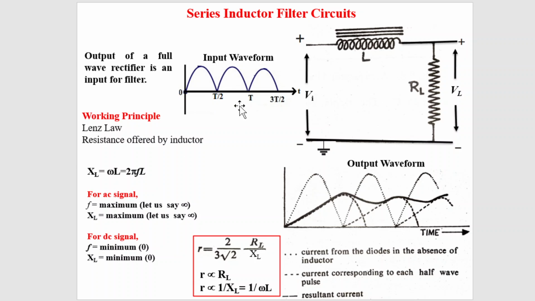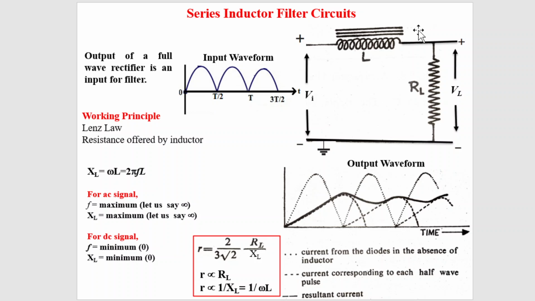Lenz law: we know that an inductor has a property by Lenz law that it opposes the current. If the current is increasing, an induced EMF will be generated within the inductor which will oppose the increase of current. If the current is decreasing, the direction of the EMF will change and it will oppose the decrease of current, so it will try to increase the current. This is known as Lenz law.